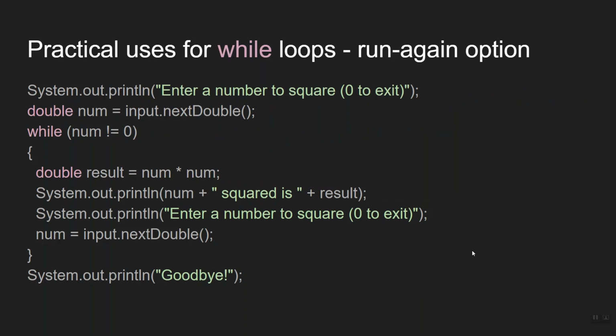So here's what that might look like. Let's say we had a program where we wanted to square a number, and I've told them to enter a number to be squared and press 0 to exit. That allows them to enter a number, and then while that number is not 0, it's going to square the number, tell me what the result was, and then prompt me to enter a new number again and check whether or not it's a 0. And once somebody does enter 0, I will get a goodbye.